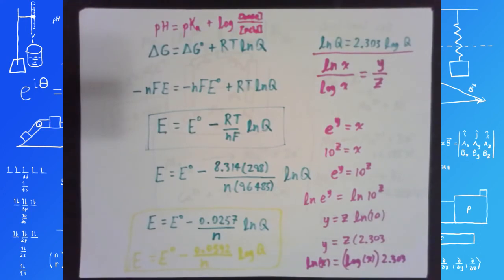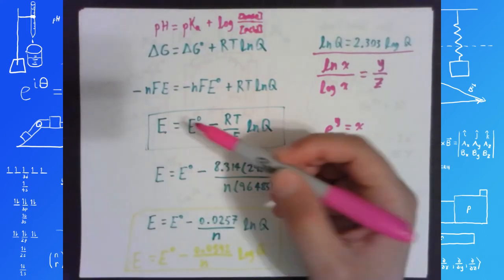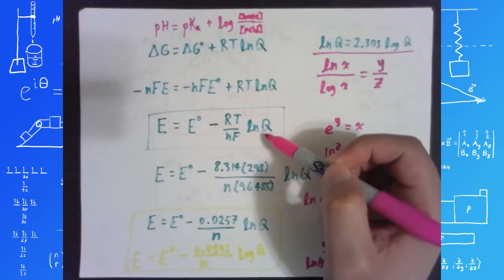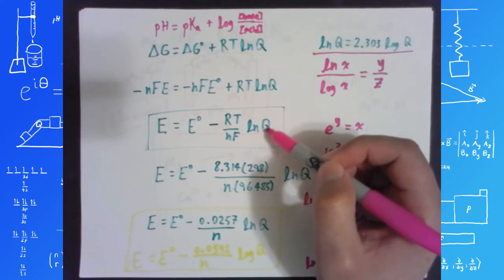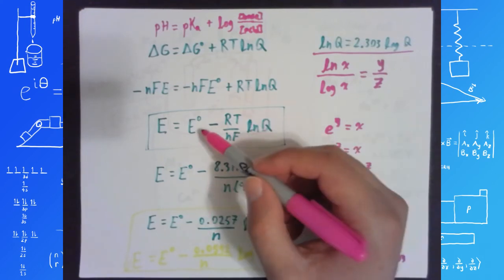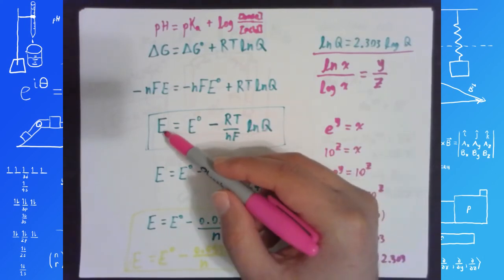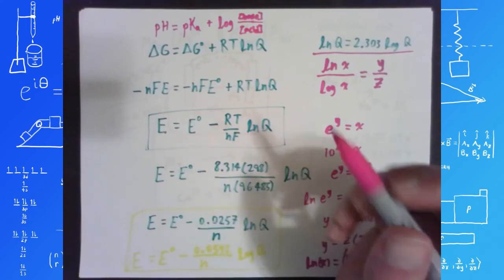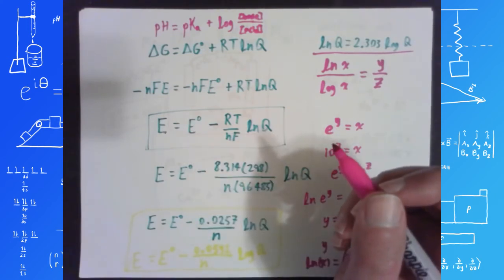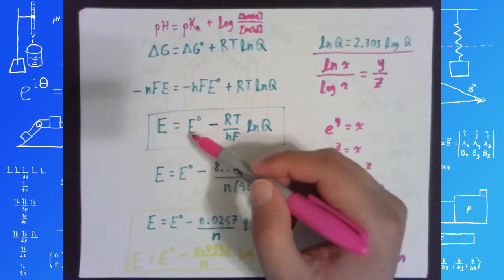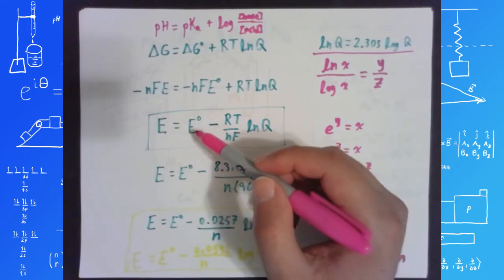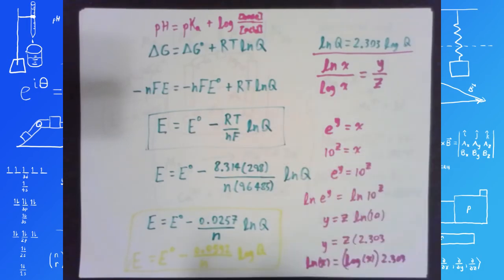Okay, so non-standard cell potentials give you some flexibility. If you mess around with the ratio of products to reactants, if you mess around with Q, you can adjust your cell potential in case you don't like your standard cell potential. This actually allows you to create cells that work even if the standard cell potential is 0.